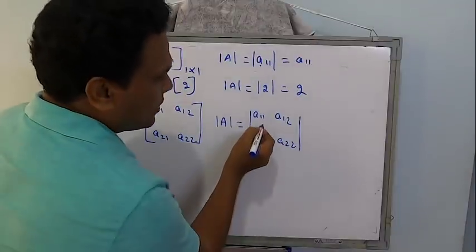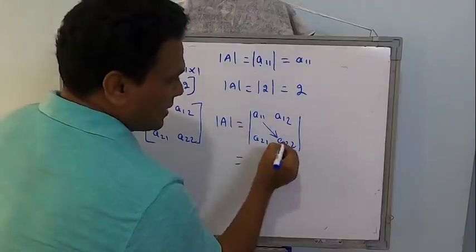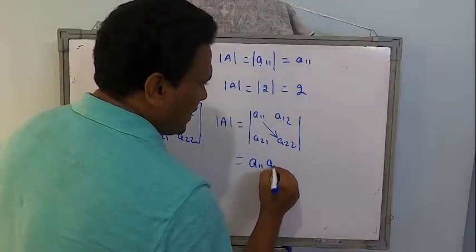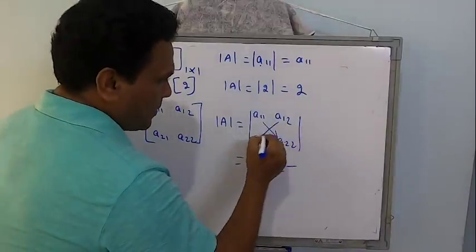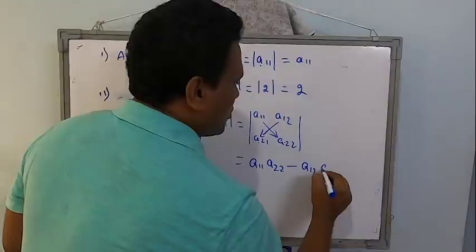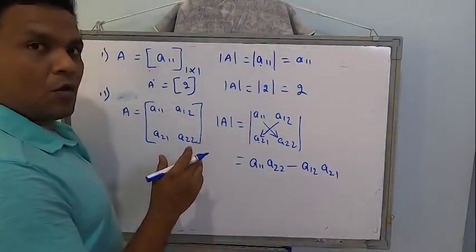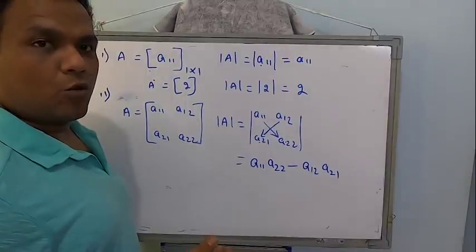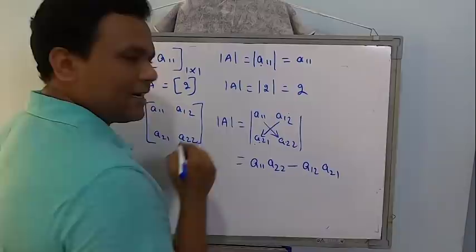To do that, first you multiply the left diagonal elements. What are the left diagonal elements? A11, A22, correct? Minus. Now multiply the right diagonal elements. What are the right diagonal elements? A12, A21, correct? So to evaluate a determinant of order 2 by 2, first multiply the left diagonal elements minus the right diagonal elements.